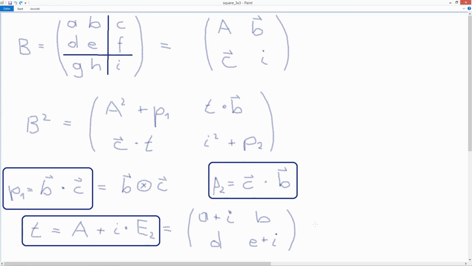To make the approach a bit clearer, we will now take a look at an example. Because it's the first time we apply the approach, I will calculate all the numbers step by step. So I will calculate T, P1, P2, and also the matrix A squared.